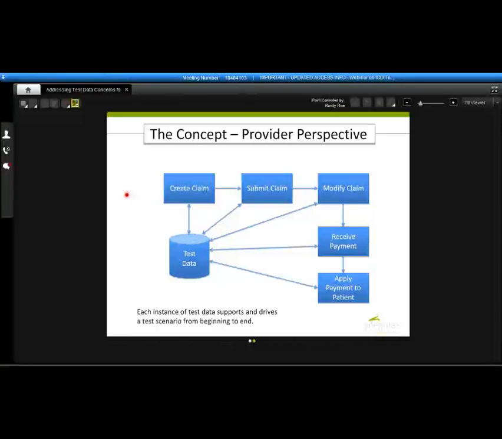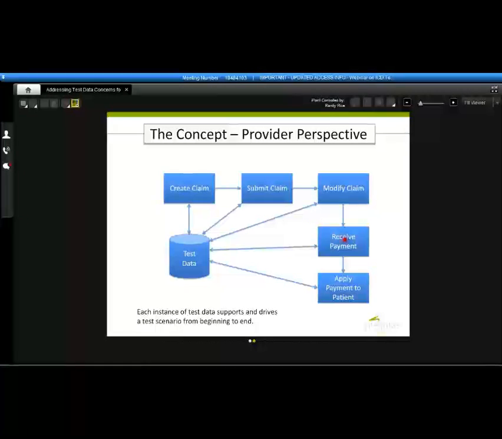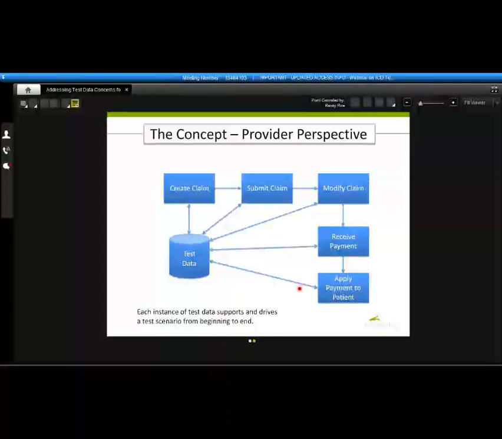The provider is the first one, and we're going to look at the payer as the second one. So a typical process would be that maybe as a provider, you might create a claim for a patient, you submit it, you learn, I need to modify it because it got rejected for some reason. Maybe I resubmit. I'm kind of in a loop there. We receive payment from the insurance company or from Medicare or someplace, and then we have to apply that to our own patient records to show that that bill has been paid. Well, if you look at each action, every point of intersection here, you'll see that each of these are strongly dependent on test data.